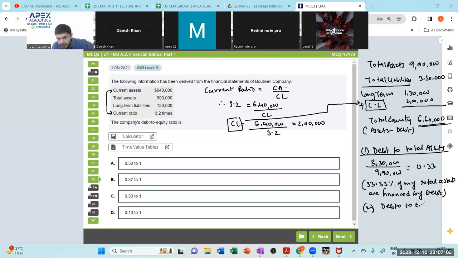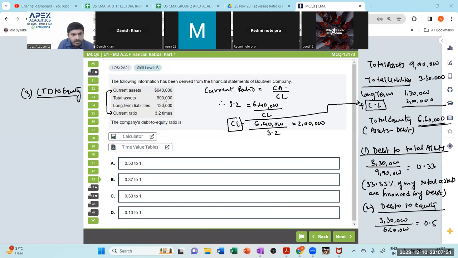Sir, second, debt to equity. Yes, why not? Total debt is 3,30,000. Total equity is 6,60,000. So this will be 33 divided by 66. The answer is 0.5. It means if you put 100 rupees from your own pocket, you took 50 rupees as a loan. Third, sir, long term debt to equity.